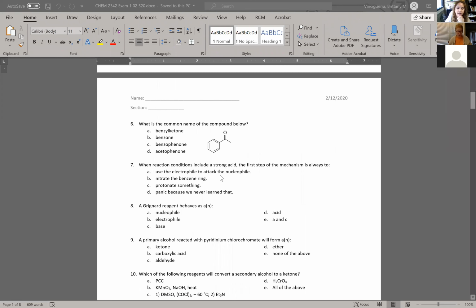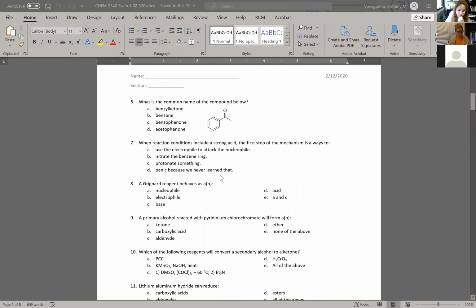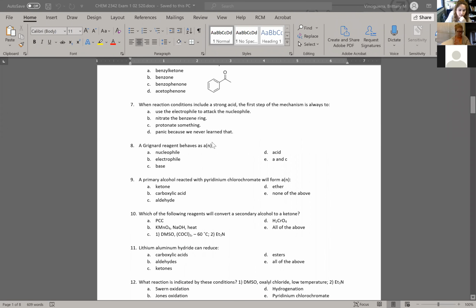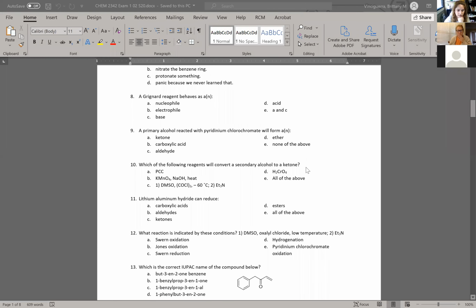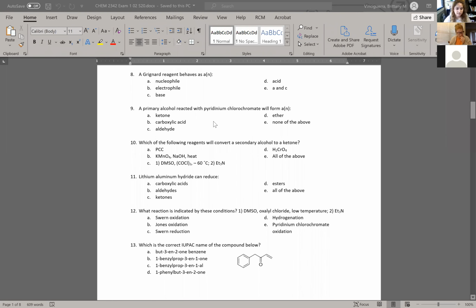More identifying common names. Notice this is another conceptual type question about the electrophilic aromatic substitution mechanism. Questions about whether or not you understand what a Grignard reagent is. Seeing if you understand generally the reagents.